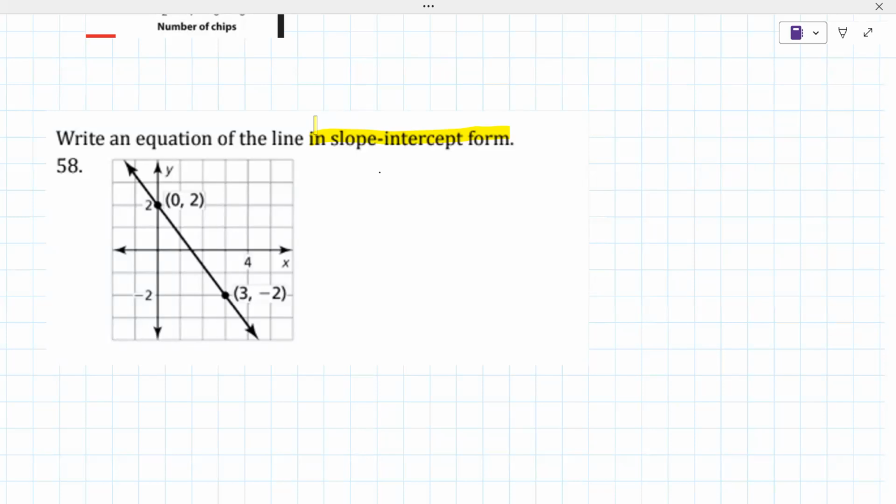Slope intercept form. So it looks like it starts at 2. It looks like it goes down 1, 2, 3, 1, 2, 3, 4, 5, over 1, 2, 3. So y equals negative 5/3 x plus 2. Looks correct. Yep. All right. Any questions on that? No questions. Okay.